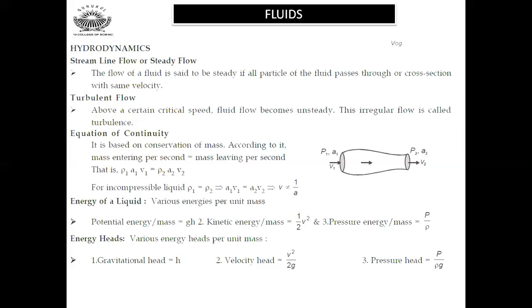Now the energy of the fluid, there are three different types of energy. One is potential energy given by mgh, kinetic energy which is given by half mv square, and then pressure energy which will be given by mP by rho. So energy heads, if we take, we have gravitational head h, velocity head v square by 2g, and pressure head P divided by rho g.